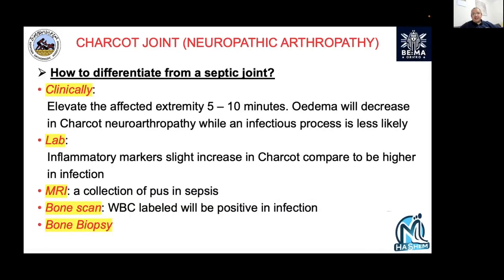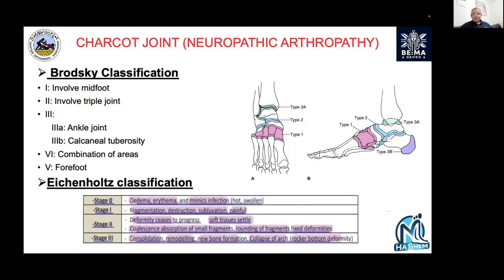If you go to the lab, definitely the markers will be high in both of them, but the markers in infection will be shooting, very high numbers, but in the Charcot it will not be that. MRI scan, as we agreed, if it shows a clear collection of pus, this is clearly sepsis, but it has a low sensitivity to differentiate between Charcot and sepsis because both of them will have a bone signal. Bone scan, especially the leukocytic scan or the white blood cell labeled scan, is very, very specific to identify infection by hot spots or positive. And this is a very good one to differentiate between Charcot and septic. Definitely, bone biopsy will show us if there is a bacterial infection or not.